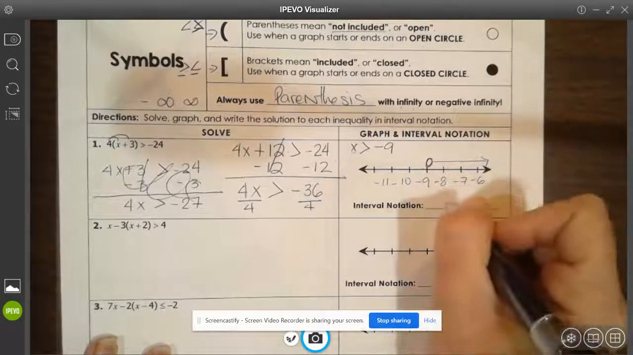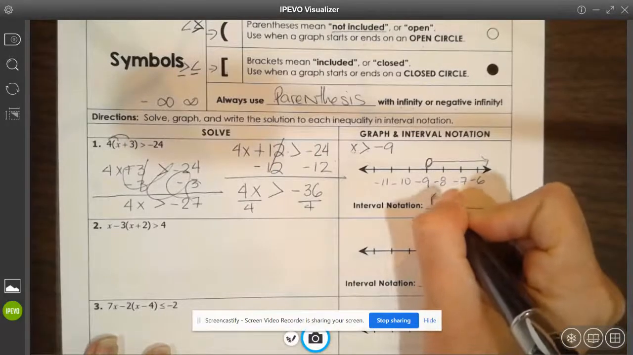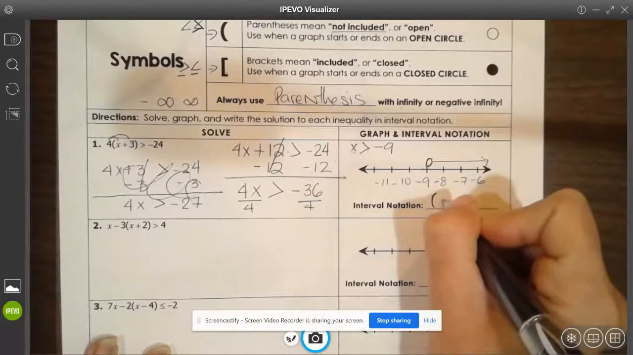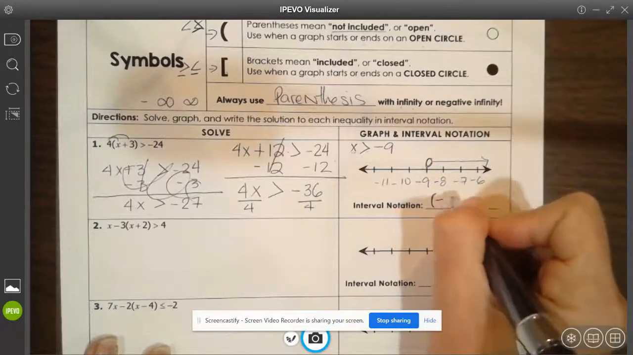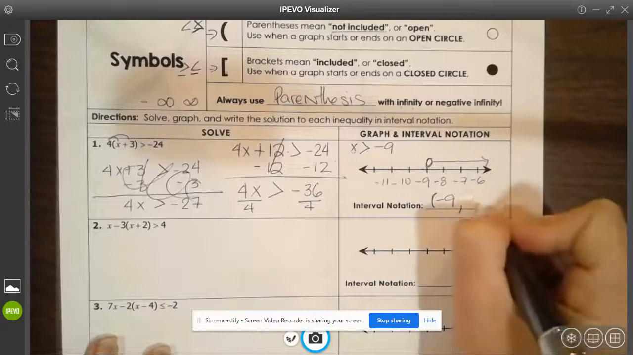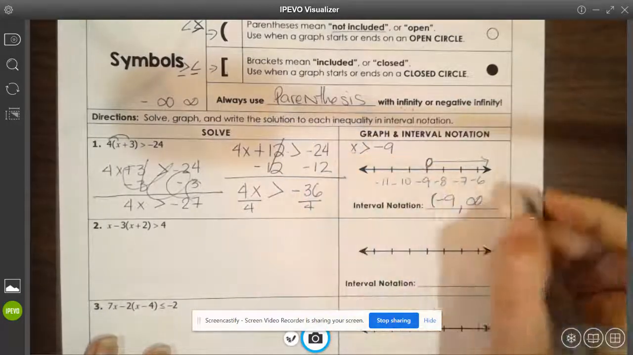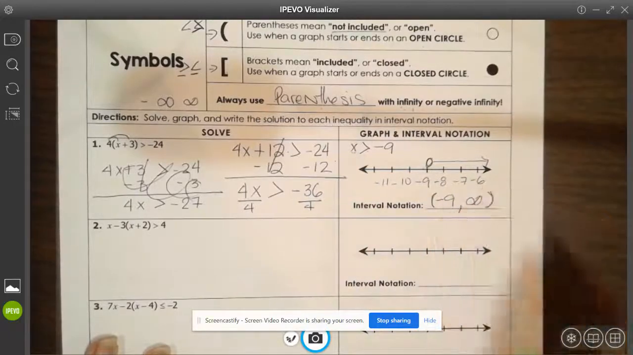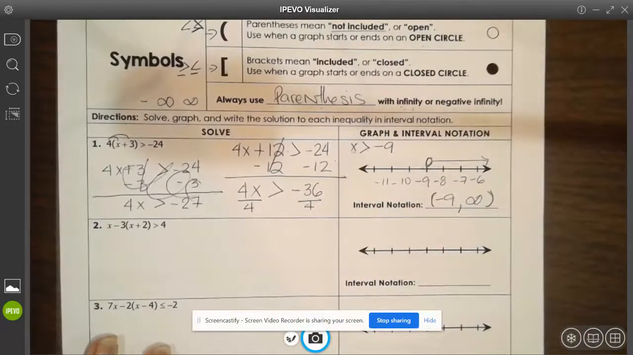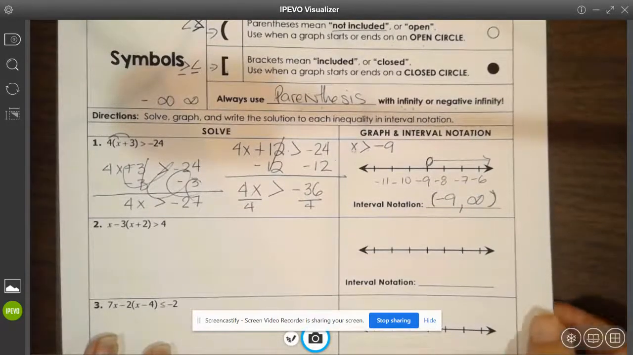Okay? Now, the way we write this, it would be an open parenthesis, because it's an open circle, negative 9, and then it goes to any number towards infinity. So we use infinity, and then we said that with infinity, we always use parentheses, not a bracket. And that's it. That's interval notation. So let's try another one.